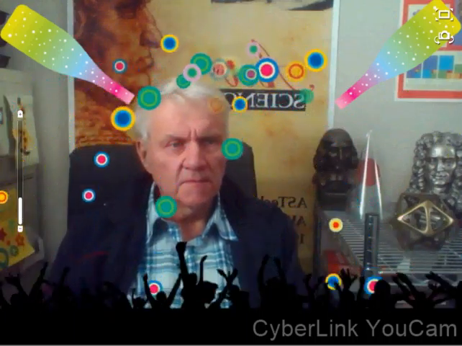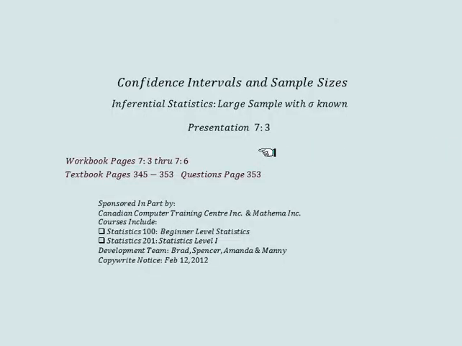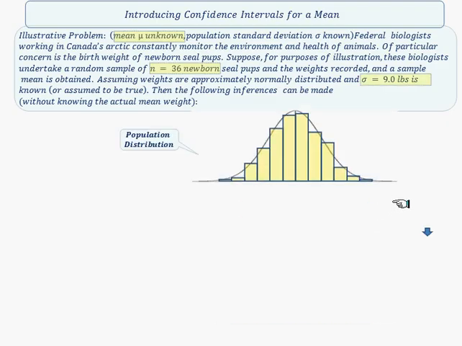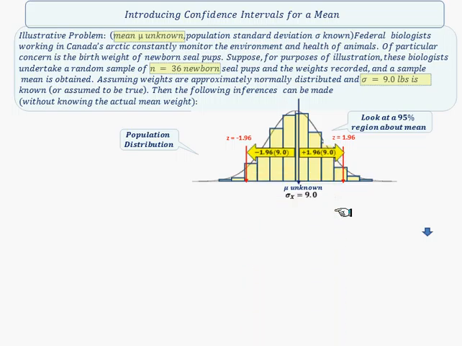So let's begin. This is presentation 7.3 and the topic is confidence intervals and sample sizes. Now this illustrative problem we encountered in the last lesson, and you see the information coming on the screen here. This is basically the central limit theorem that from a population with sigma sub x equals 9.0, we have a 95% region about the mean, within which 95% of the x's will fall.